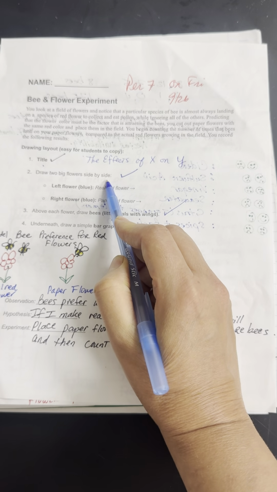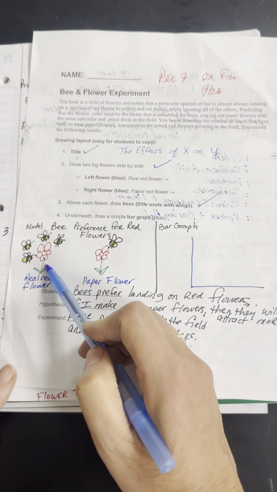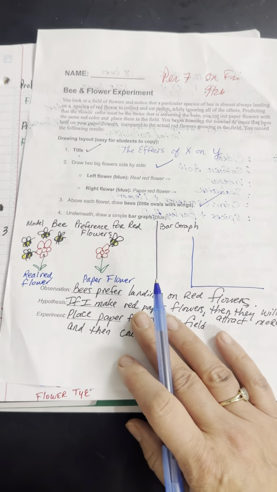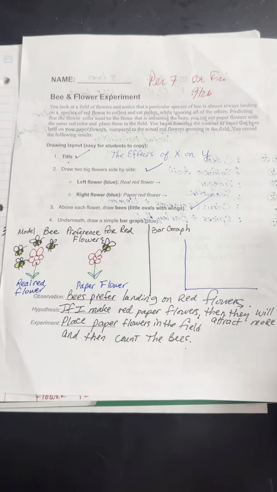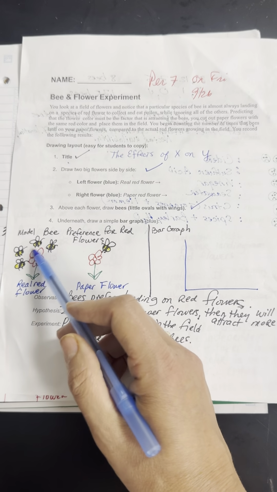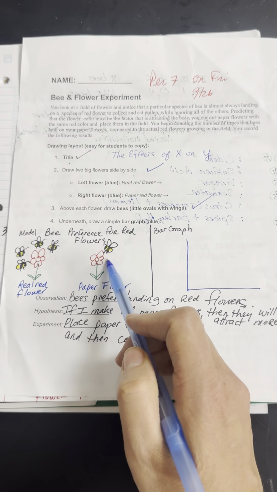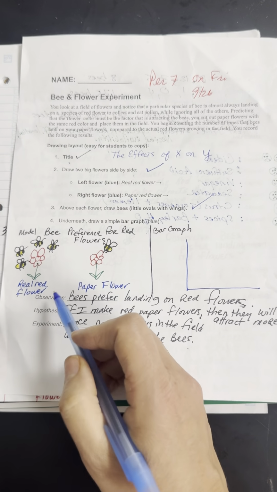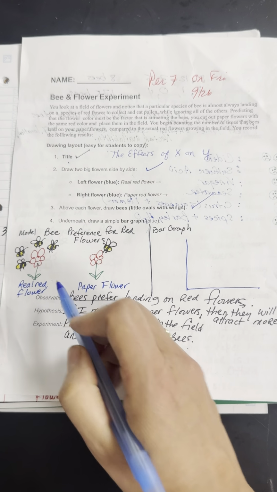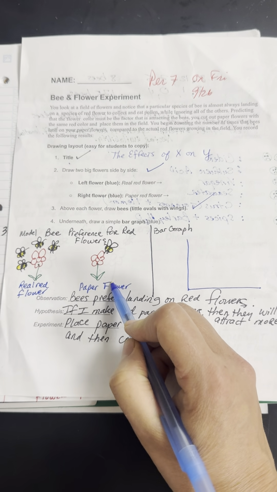But first, let's draw 2 big flowers side by side. Do this flower, and we're going to do this flower. 2 big flowers side by side on the left side, because on this side we're going to do a graph. Above each flower, you're going to draw bees. You're going to have more bees on this flower, and then just 1 on this flower. This flower is a real red flower, and this one is a paper flower.